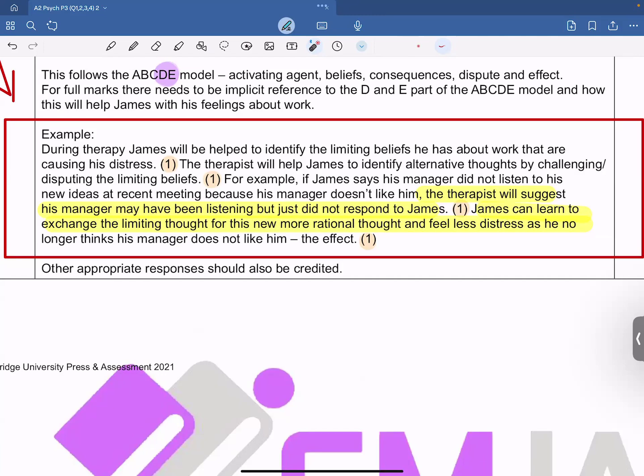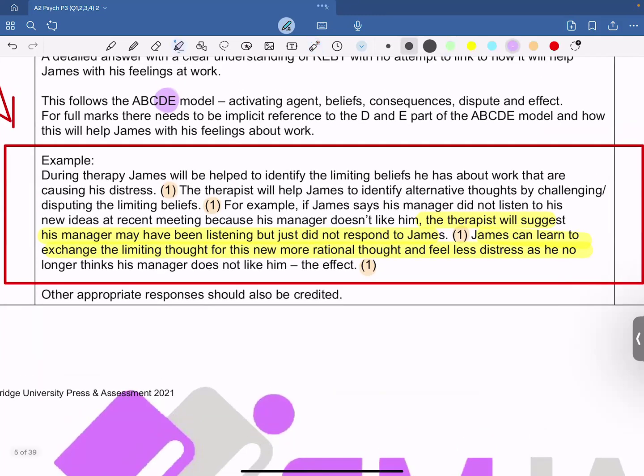Activating agent, beliefs, consequences, dispute, and effect. Okay, so this is written here. A is activating, B is belief, C is consequence, D is disputing, E is effect. 1, 2, 3, 4, 5. Learn. For full marks, these need to be implicit. There needs to be implicit reference to the D and E part of the ABCDE model and how this will help James with feelings about work.